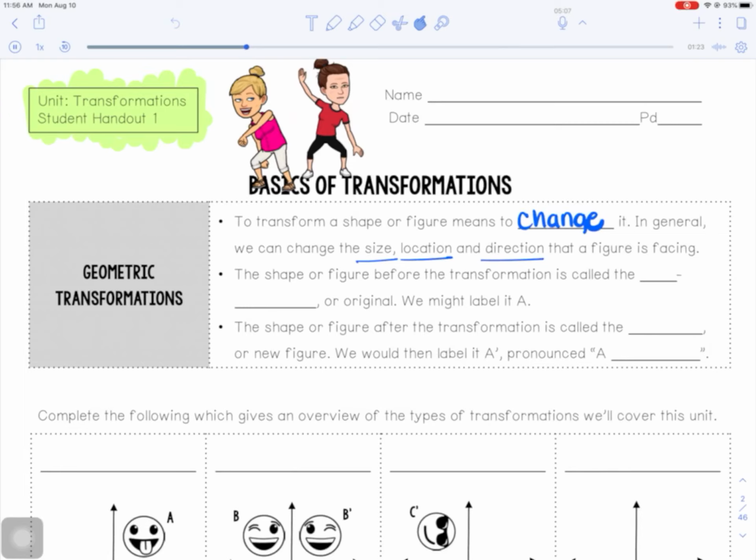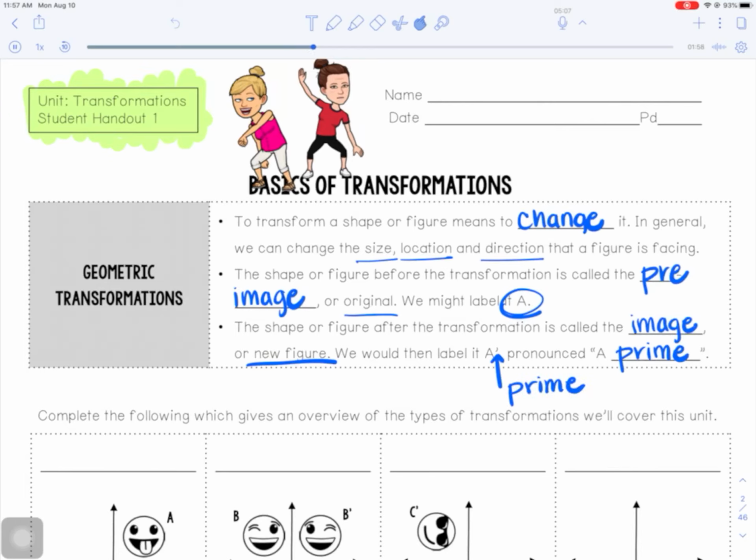The shape or figure before the transformation is called the pre-image. So there's a root you've probably learned before, and that is the original. We're going to label it with an A or whatever corresponding letter. The shape or figure after the transformation is called the image or new figure. We would like to label it A prime. So the little apostrophe after the letter in math class is referred to as prime. All right, so you may want to pause, write some stuff down right there.